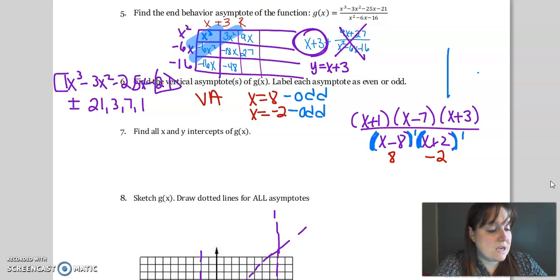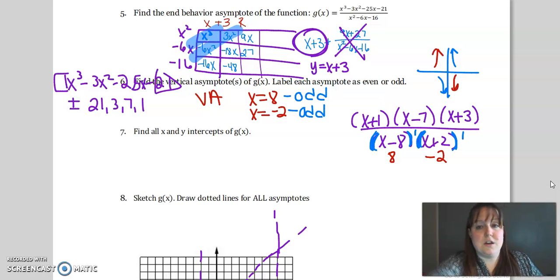So remember, what that means is our graph is going to approach our asymptote like this, or it's going to approach our asymptote like this. So both of them aren't going to positive infinity and both of them aren't going to negative infinity. One's going each way. Once we get started, you'll see how that actually helps us graph.